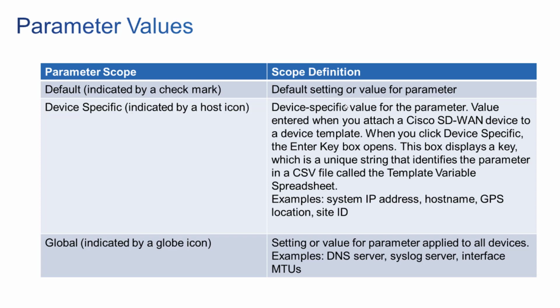Some of the examples of device-specific configuration might include things like system IP address, host name, GPS location, the latitude and longitude location parameters, site ID, and so on. All right. Global values are parameters that are applied to all the devices that attach to the particular template. Some examples of different global parameters might include things like DNS, syslog server information, interface MTUs, and so on.